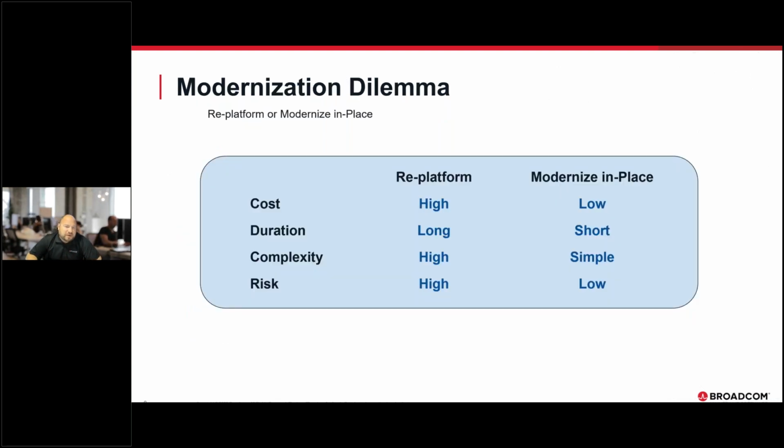Now, if you read articles by Gartner, IDC, Forrester, they all talk about a number of approaches to the modernization dilemma. The top two being replatforming, which is complex, high risk, high cost, and a lot of times doesn't meet the expectations that they had, and sometimes they end up rolling back. However, by modernizing in place, there's less of a cost involved, a shorter duration, not as complex, and much lower risk, since in the end, you're not making any changes to the application itself.